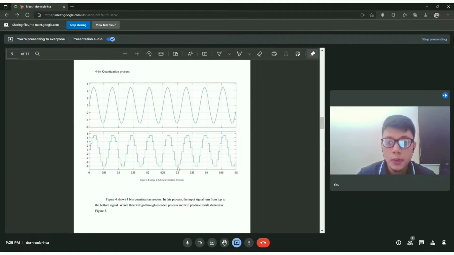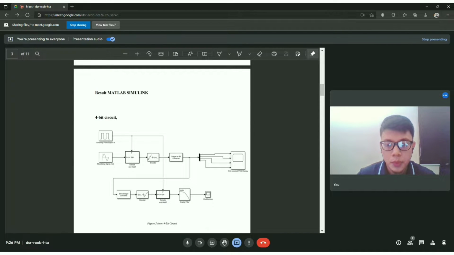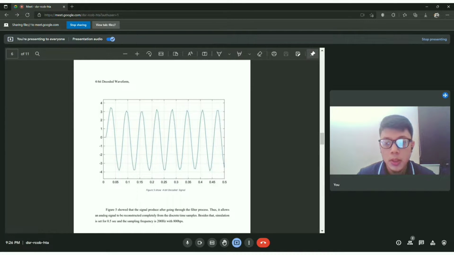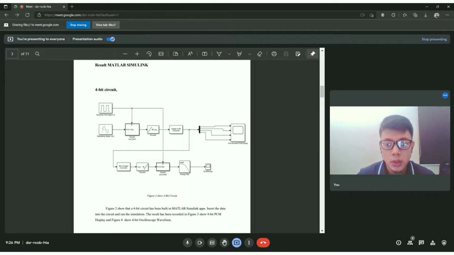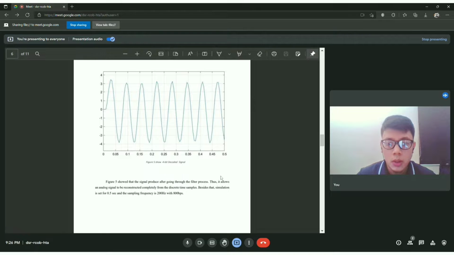Next, here we can see the original signal. Then at the bottom here is the quantization process, which happens in between. Next, the decoded waveform. This is the decoded signal, which comes after the encoding process. After you decode, you go through here and you get the result. The Simulink is set for 0.5 seconds. The sampling frequency is 200 Hz with 800 bps.